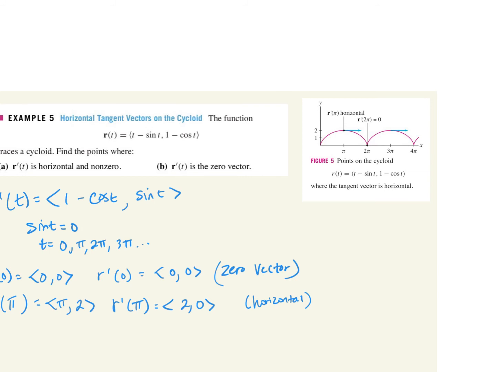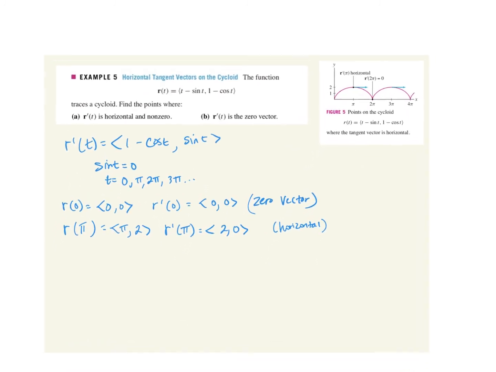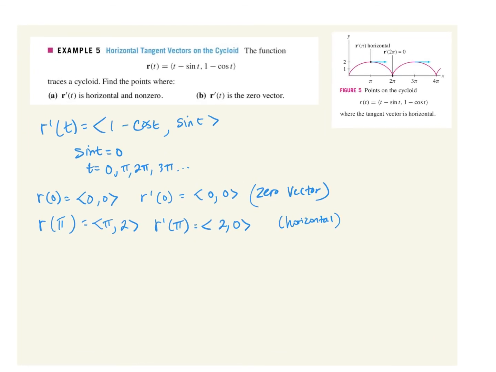Whereas at 2 pi, my position is at 0. My slope is at 0. I have a 0 vector. Doesn't go anywhere. So I can summarize the questions that were being asked because of our cyclical pattern, right? So we can say that r prime of t is horizontal and non-zero for the odd pi's.